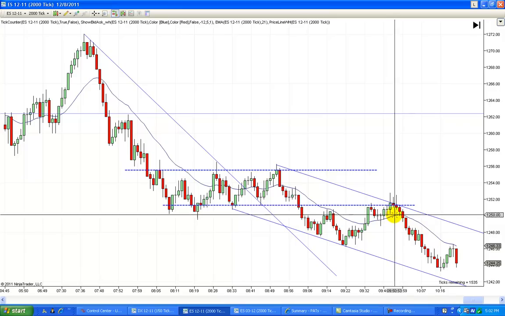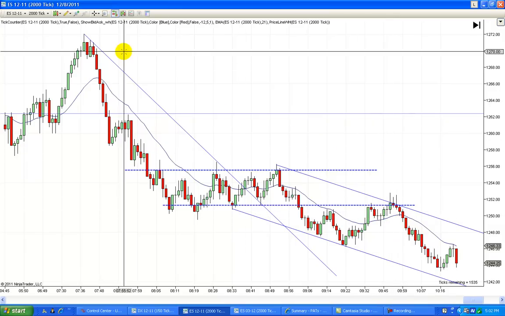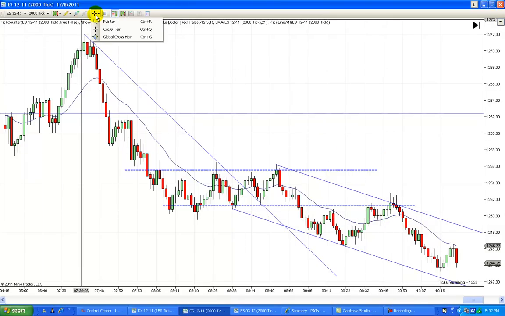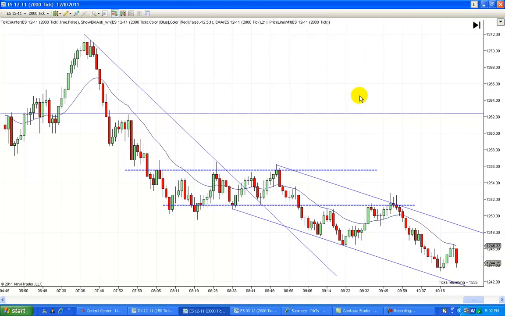And so you hear me talk about key entry points quite often, and somebody asked me to talk on key entry points. Well, key entry points are pullbacks to support and resistance area, or pullbacks to trend lines, and they're also longs at strong support and shorts at strong resistance. That's where your key entry points are going to happen.